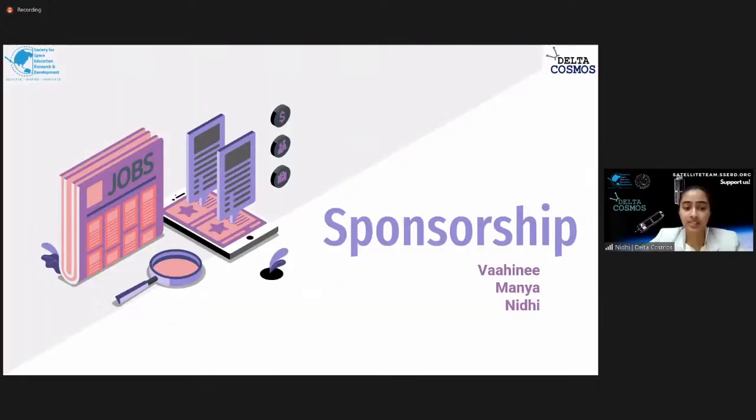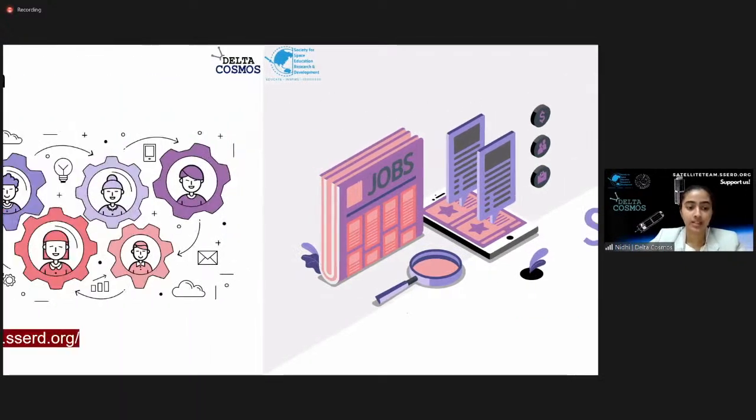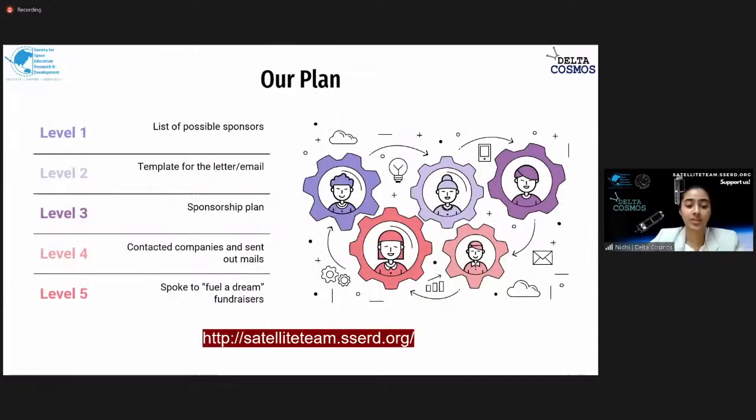All these big dreams need some form of funding. So that's why we have a sponsorship team. We have Vahini, Manya, and myself. First off, we developed a plan and we were able to build levels of steps that we wanted to take up. Level 1, we made a list of possible sponsors. Level 2, developed a template for the email that we would like to send out so that our tasks are much more efficient. Level 3, we made a plan with respect to who's going to connect to whom and many more. Level 4, we began contacting companies and receiving replies from many.